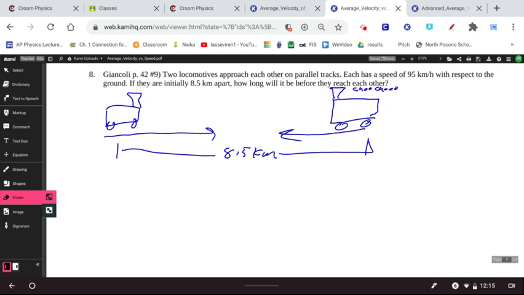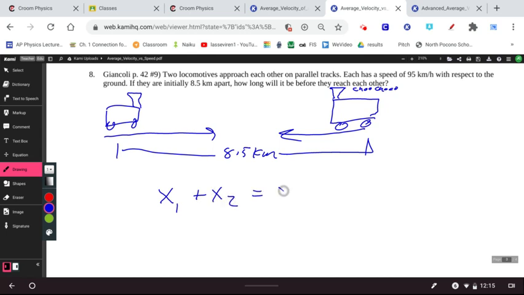But what we probably want to do, just in case they aren't doing that, is understand that the distance train 1 travels plus the distance train 2 travels is equal to the total distance. And I say distance because the displacement of one and the displacement of the other, one's going to be positive and one's going to be negative. So in terms of distance, together they are going to travel 8.5 kilometers.